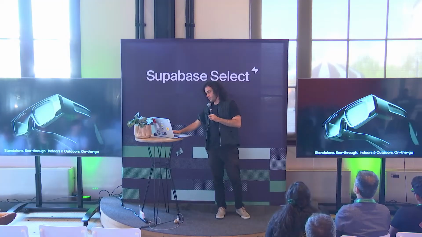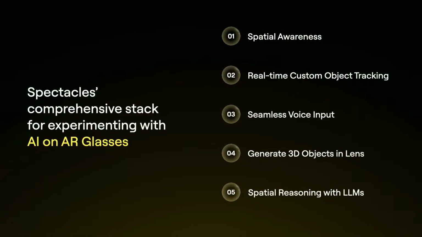What we're going to talk about briefly is some of those things and why Spectacles is particularly suited for anyone who's thinking about the terminal destination of AI in our lives. I reckon it's probably not just exchanges of text or even voice, if you think about it, right? There's a bunch of dimensions that are missing. So we'll talk about spatial awareness, real-time custom object tracking, seamless voice input, 3D object generation, and spatial reasoning with LLMs.